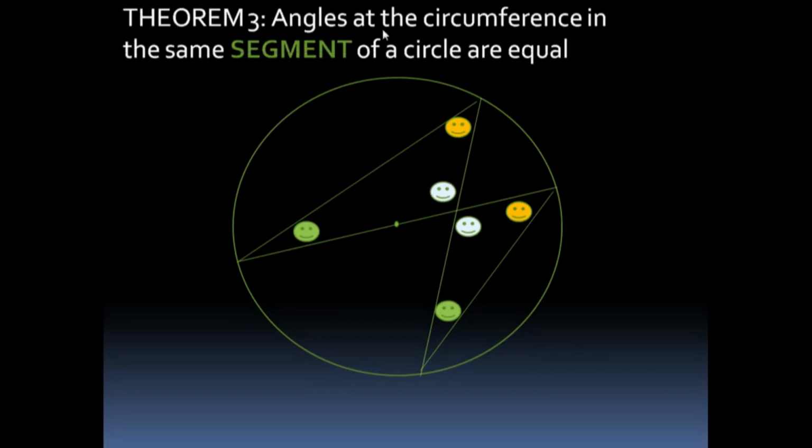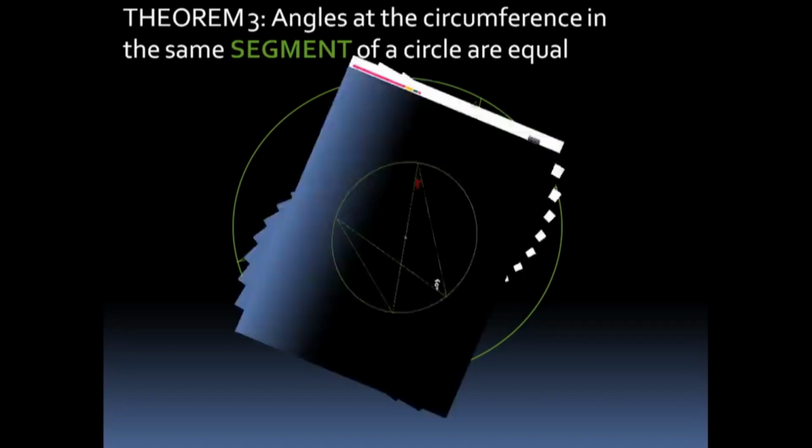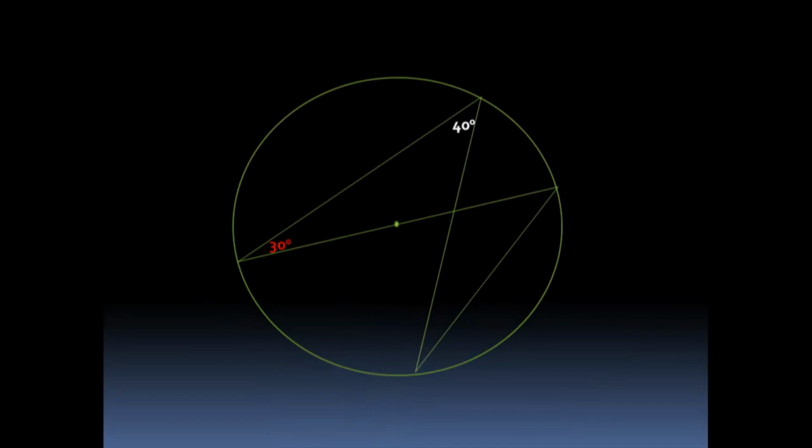Circle theorem 3 is that angles at the circumference in the same segment of a circle are equal. Angles at the circumference in the same segment are equal. All right, so let's test you now on this.